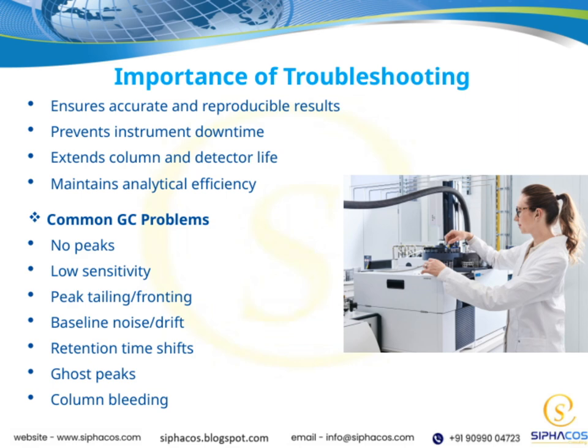Ghost peaks are unexpected signals that can confuse your analysis, and column bleeding refers to the unwanted release of stationary phase components, which can interfere with your detection.